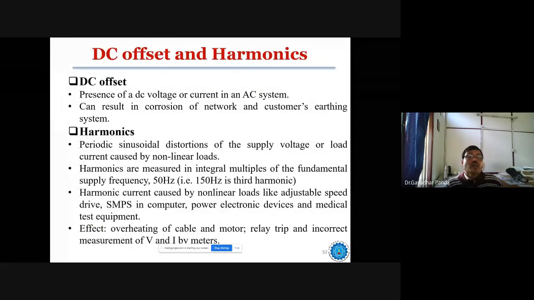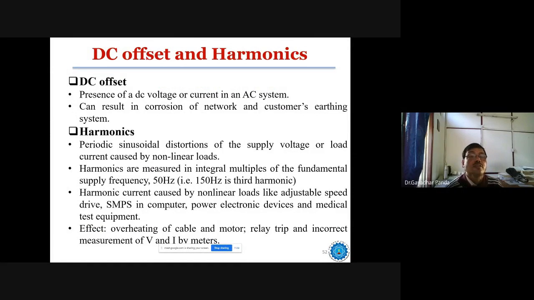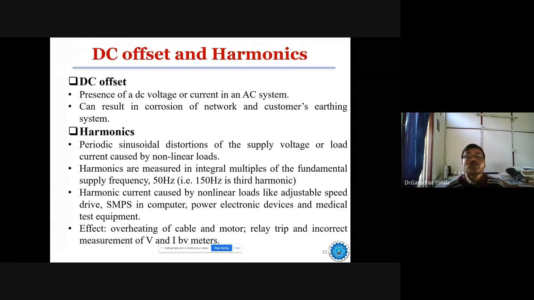Then we are talking about the DC offset, that is the presence of a DC voltage or current in an AC system. That is also an unwanted signal that we have to eliminate. It can result in corrosion of network and customers' earthing systems. And the important part for us is the harmonics.